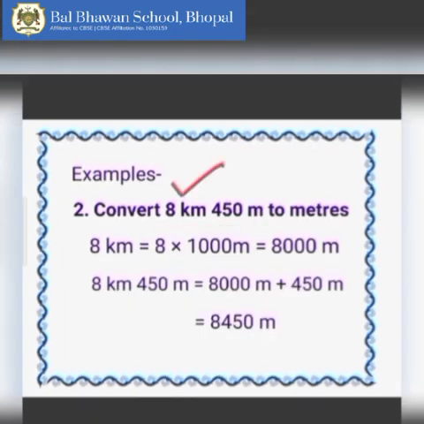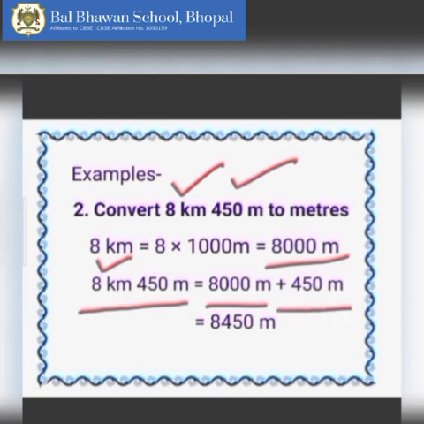After converting this 8 kilometers to meters, we will add the value of meters to it. So 8 kilometers, 450 meters. In place of 8 kilometers, we will write the converted value, that is 8,000 meters, and to this we will add the value of meters, that is 450. So when we add these two, we get the answer 8,450 meters.